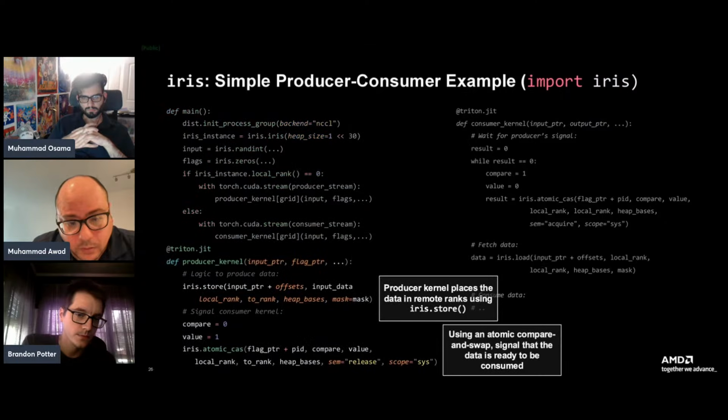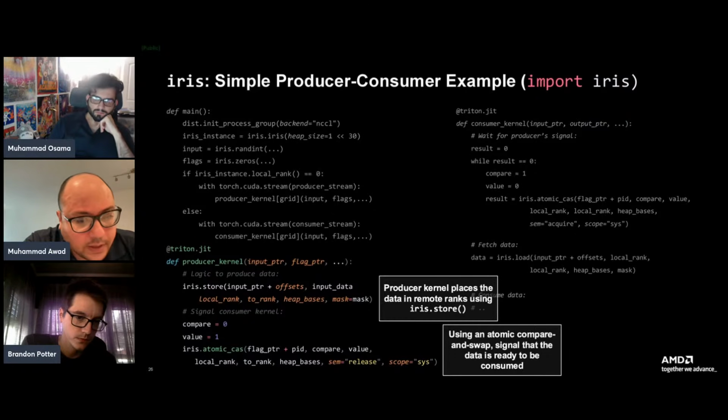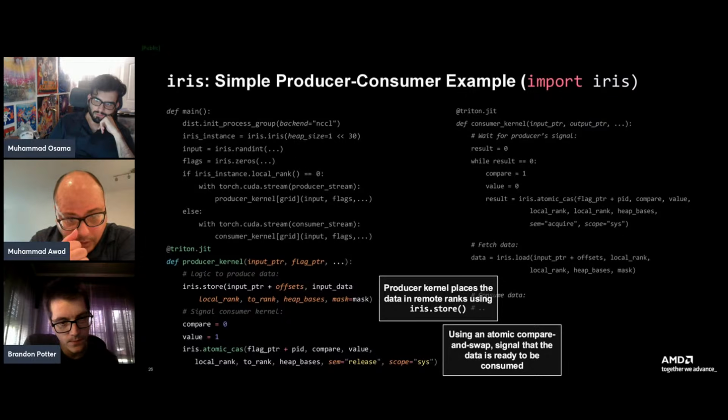On the producer side, you have some computation maybe, so you prepare some data and you're ready to share it with other ranks. What you do is you just use the Iris store API. Here you're saying Iris store at the pointer, store some data, and here is my rank, which is 0 in this case, and I want to store at rank number 1. And here are the heap bases. That's basically all you need to do to reach out to memory that is across XGMI or somewhere else.